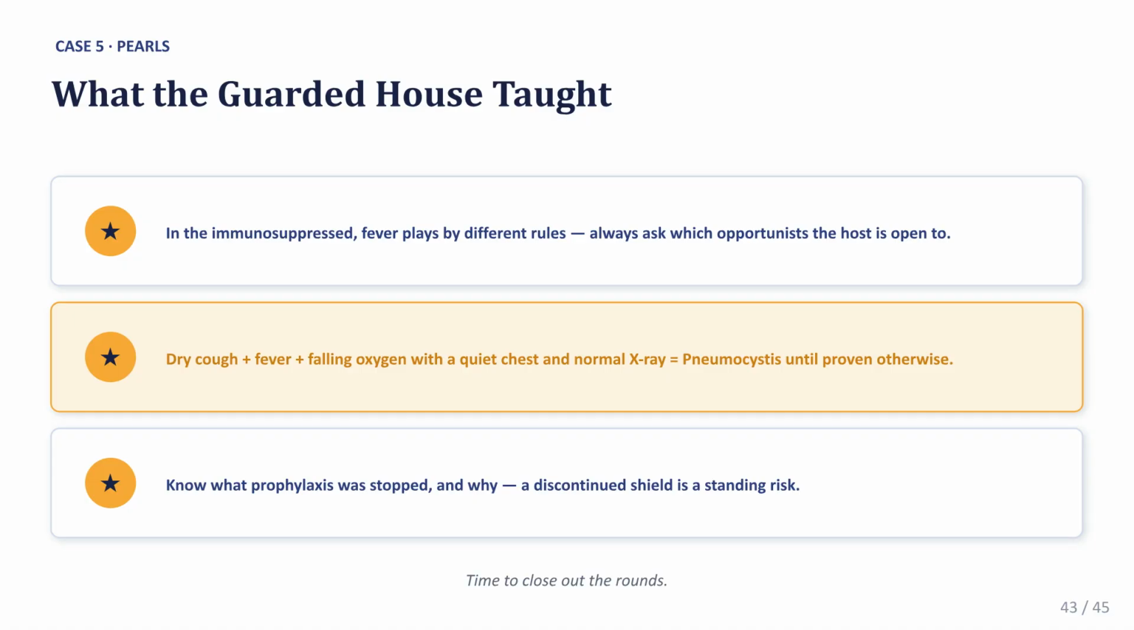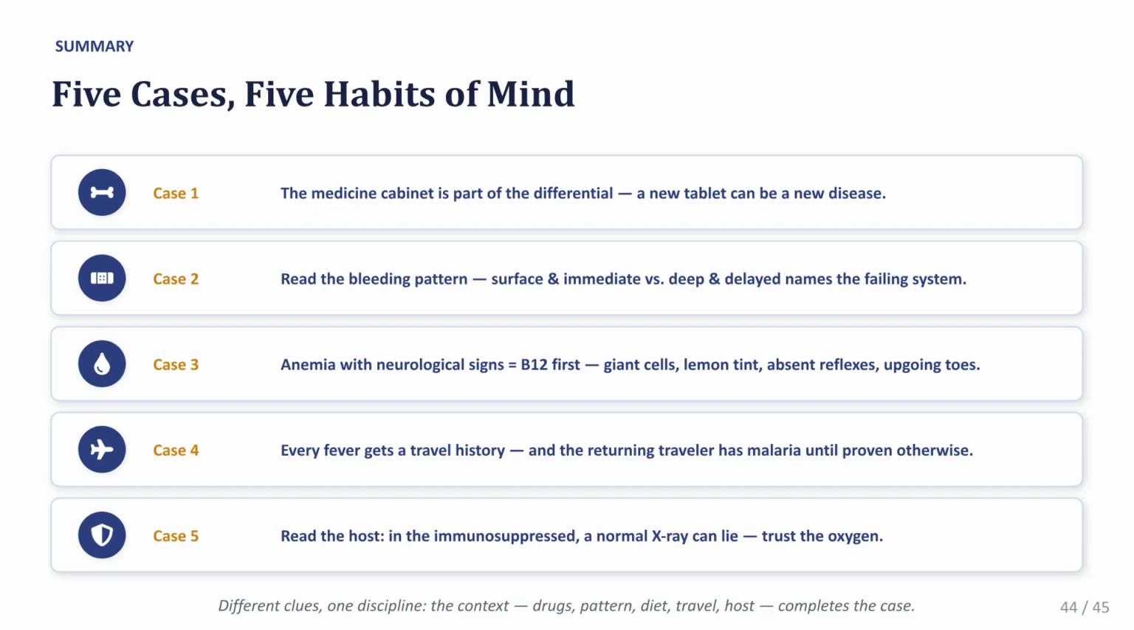Now, let's summarize the habits of mind we've used today. Case 1 teaches us that medications can be diseases. Case 2 shows that bleeding patterns reveal the system. Case 3 proves that B12 is essential for nerves and blood. Case 4 warns that fever in a traveler is malaria. Finally, Case 5 reminds us that in an immunosuppressed host, you must trust the oxygen, not the X-ray.